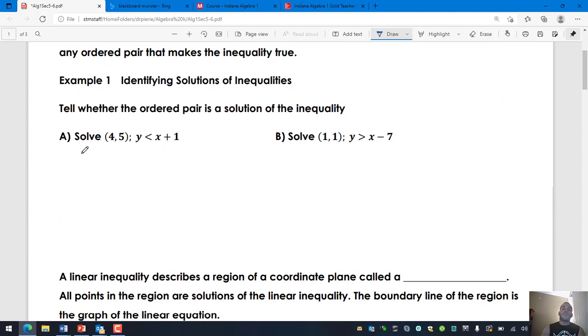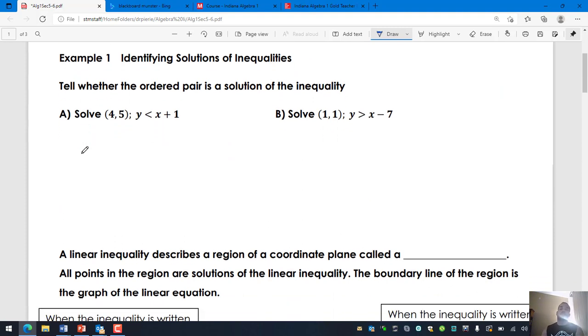But a solution to a linear inequality is any ordered pair that makes the inequality true. So for example, A and B here, we're going to check to see if this point is a solution to this inequality. I'm given the statement y is less than x plus 1, and I want to know if (4, 5) is a solution. All I have to do is plug this coordinate into this inequality to check to see if it makes a true statement. The first number is x, and the second number is y.